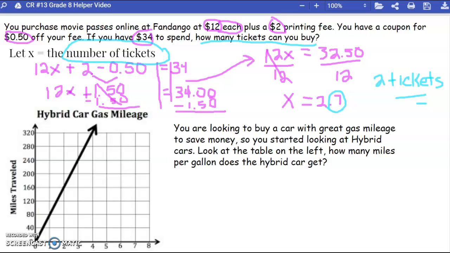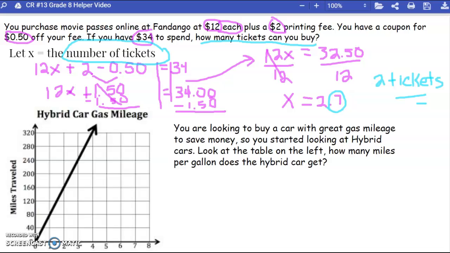Hi everybody, this is CR number 13, Extended Response 1A. It says you are looking to buy a car with great gas mileage to save money, so you started looking at hybrid cars. Look at the table on the left. How many miles per gallon does the hybrid car get?